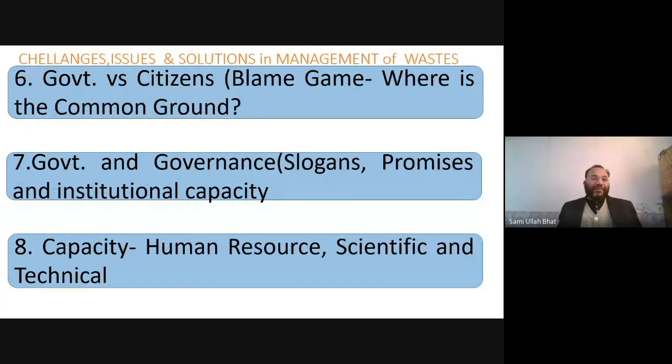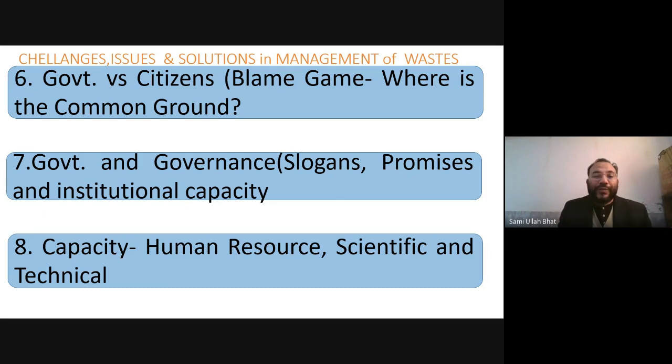There is always a tug of war: we think that waste management is the job of the government, that it is government versus citizens. We need to divorce this blame game and understand the common ground. As an individual, as a society, as a stakeholder, we need to give our contribution to how best we can manage. Are we in a position to segregate our waste at home? That is the question, and that is the homecoming message that should come from our lecture.